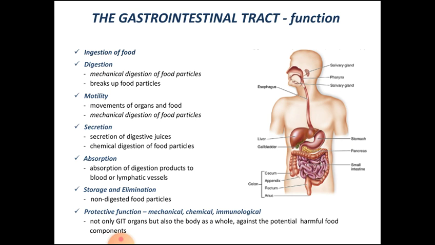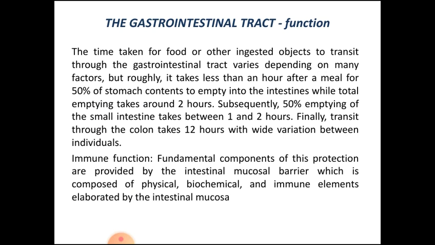It also has a protective function: mechanical, chemical, and immunological. The GIT contains a highly acidic pH in the stomach, which can kill many microbes, and then it becomes highly alkaline, which can also kill some microbes, protecting against potentially harmful food components.